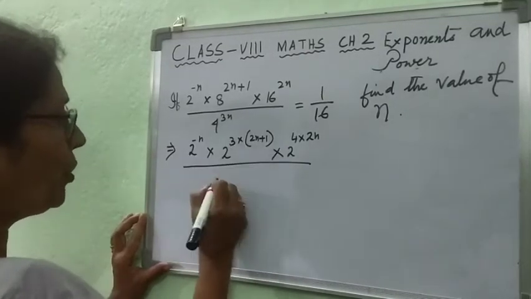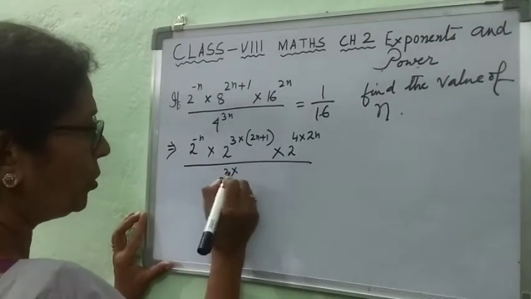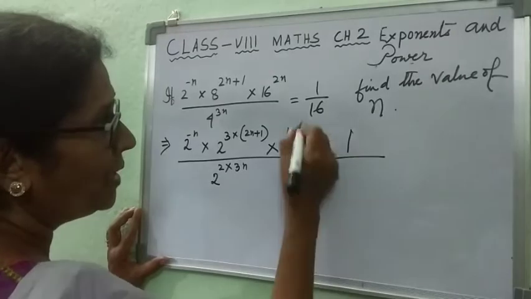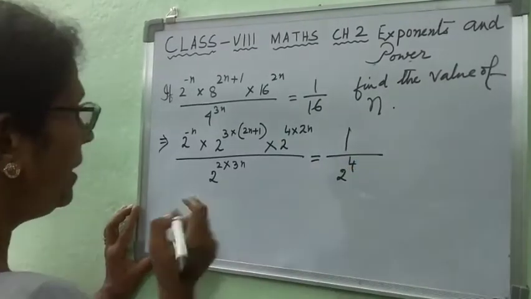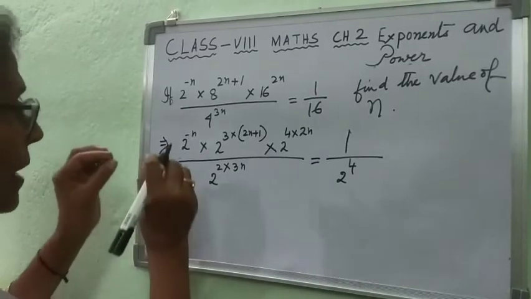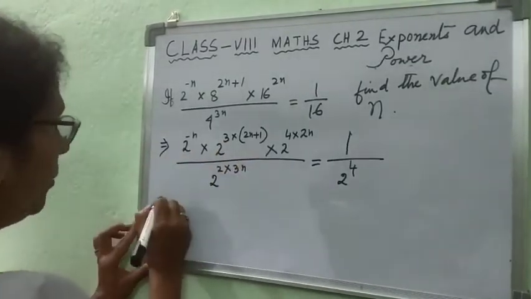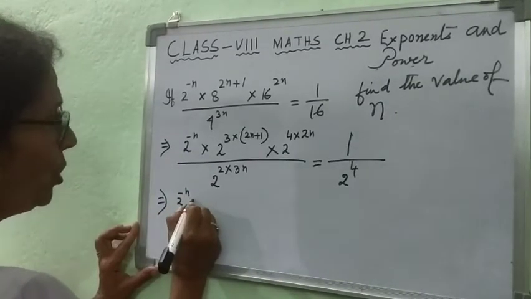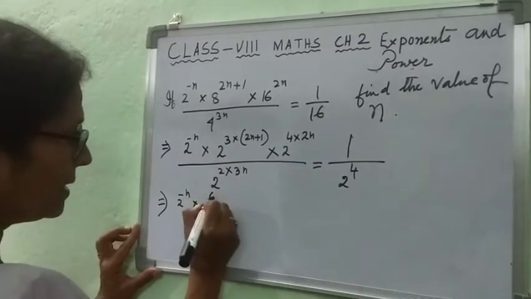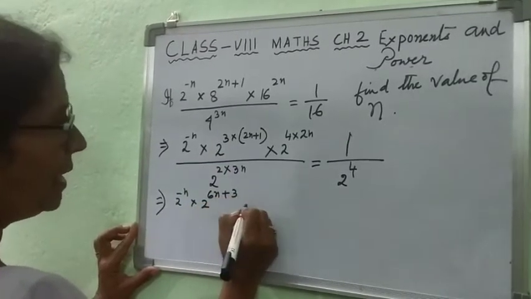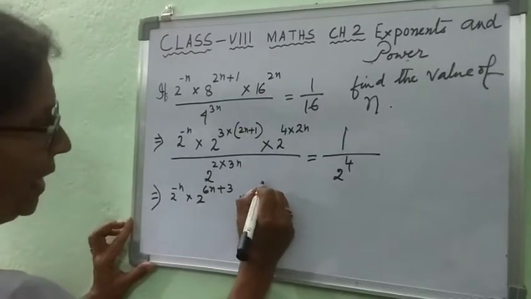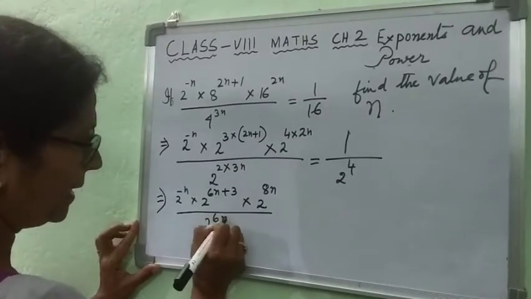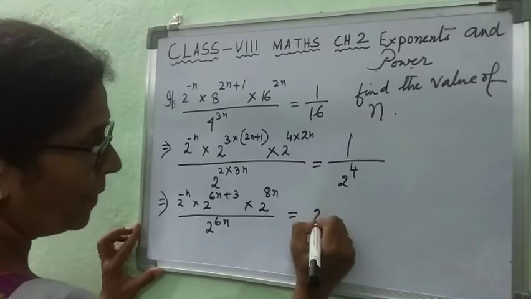Now 4 we can make 2 square. 2 square into 3n is equals to, again we can write 1 by 16 means 2 to the power 4. Now all the parts are coming with base 2. Now 2 to the power minus n, 2 to the power minus n into 2 to the power multiplying 6n plus 3 into 2 to the power 8n divided by 2 to the power 6n is equals to 2 to the power minus 4.